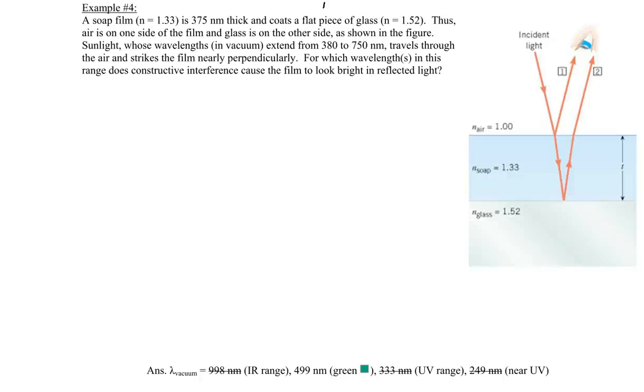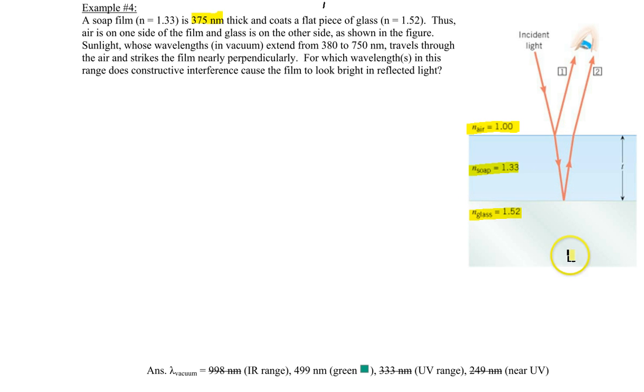Welcome to example number 4. We have a soap film here that is a thickness t of 375 nanometers, and this is coating a layer of glass. So we have the incident light, the sunlight, coming through air, and then it comes into the soap, n = 1.33, and then it goes into glass. So there's refraction occurring here.